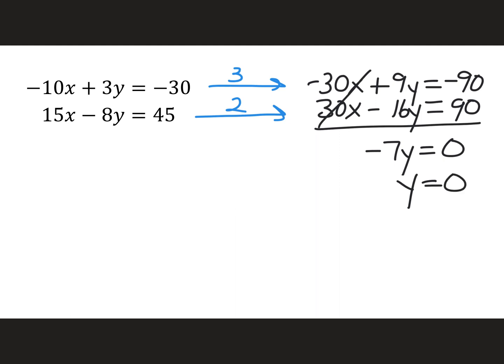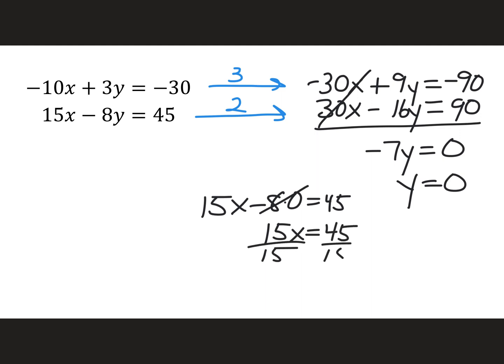So now let's go ahead and put it back in. Again, it doesn't matter which one. So I'm just going to do, I think, the second one maybe. 15x minus 8 times 0 equals 45. So these cancel out. 15x equals 45. Divided by 15, x equals 3. So my final answer is 3, 0.